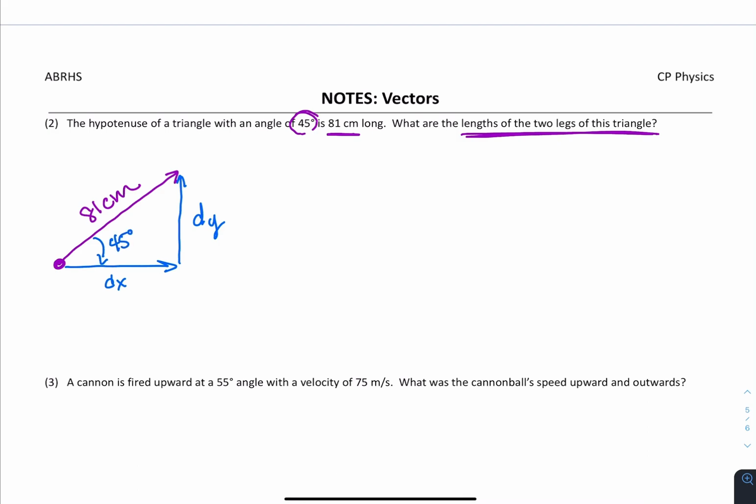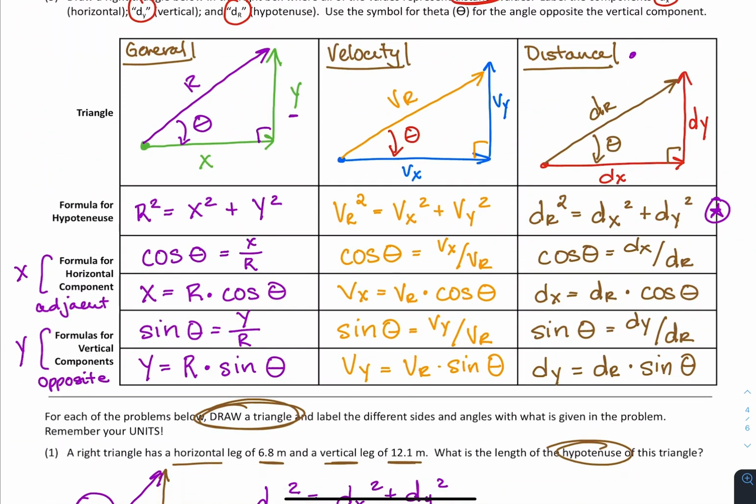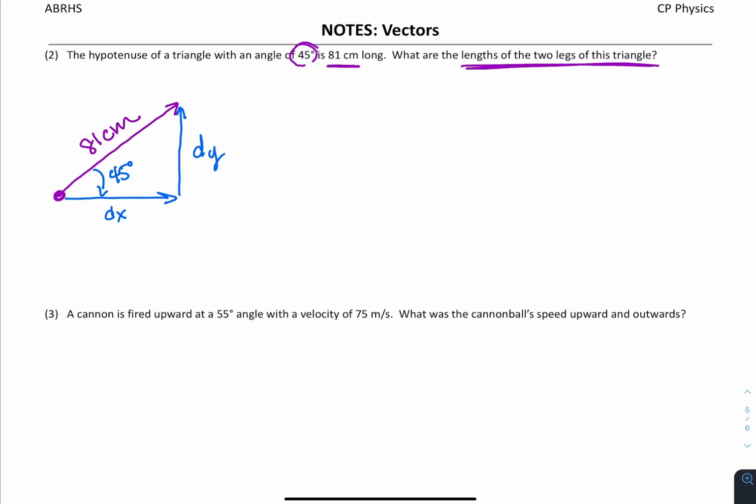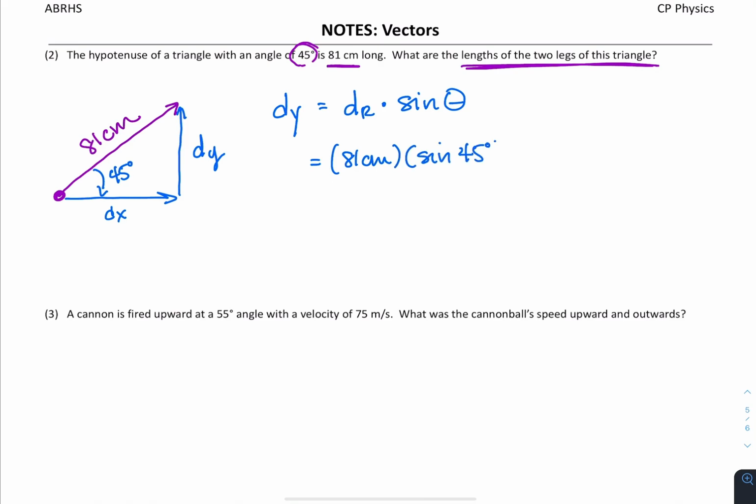So if we go back up and look, we are again with distance values. This time we're going to be using these two formulas. We know the hypotenuse, we know the angle, so we're going to use our sine and cosine formulas to find those values. So let's try that. We'll start with dy. That's equal to dr times the sine of theta. So in this case, 81 centimeters times the sine of 45 degrees.